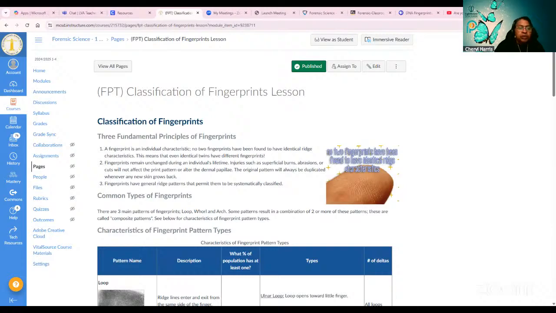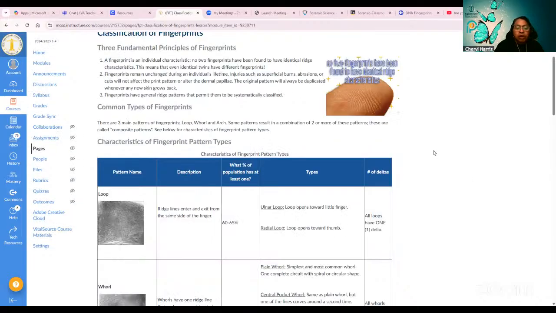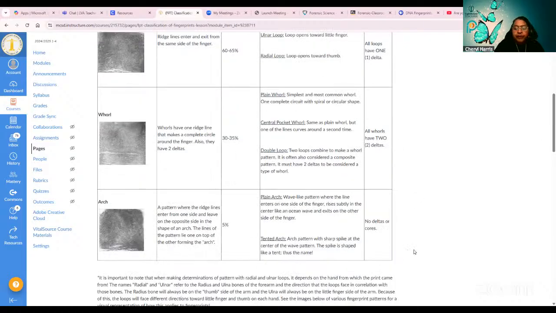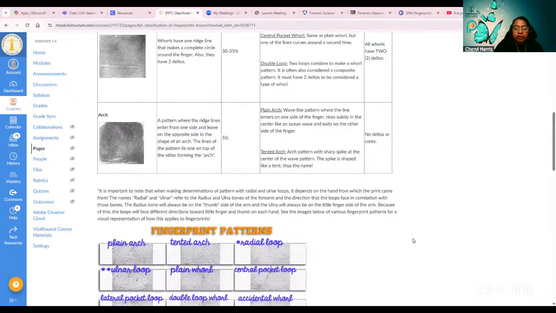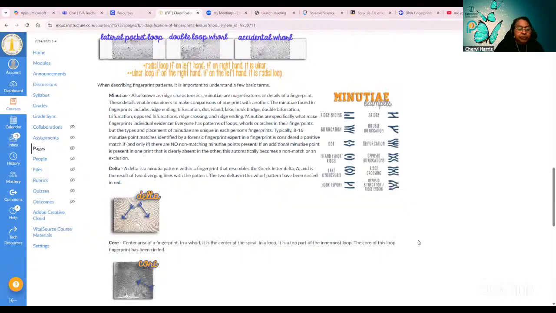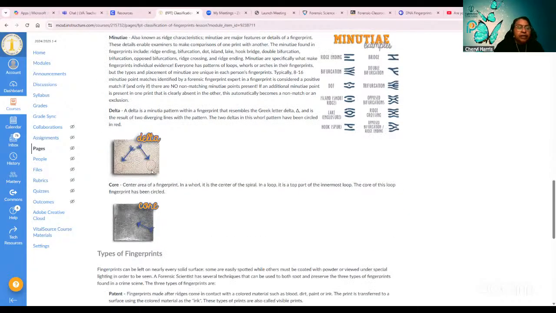If you just came in, we're looking at classification of fingerprints in Canvas for the next few minutes, and then we're going to watch another video. This is kind of a review of the video that we already did. I did challenge you to figure out the pattern on your fingerprint, and we'll work on that tomorrow. You do need to find a way to actually get a print, because I'm going to have you upload a discussion about your fingerprint. Look this over. The video talked about identifying the deltas.